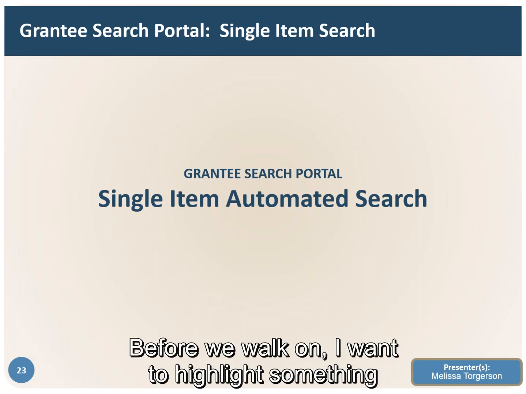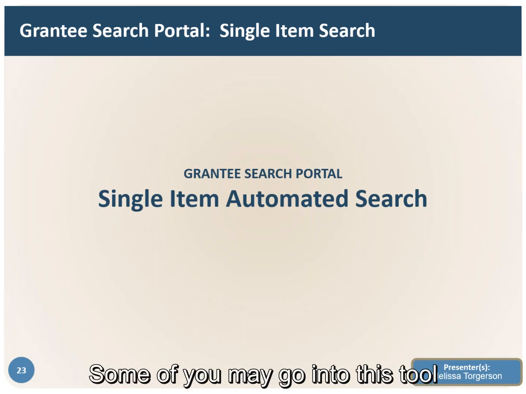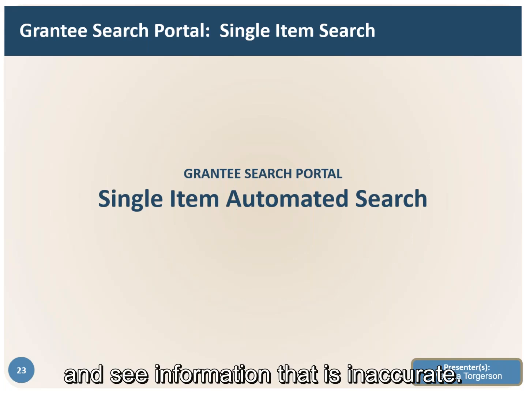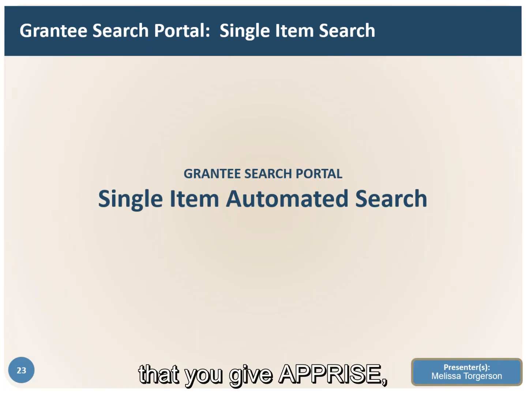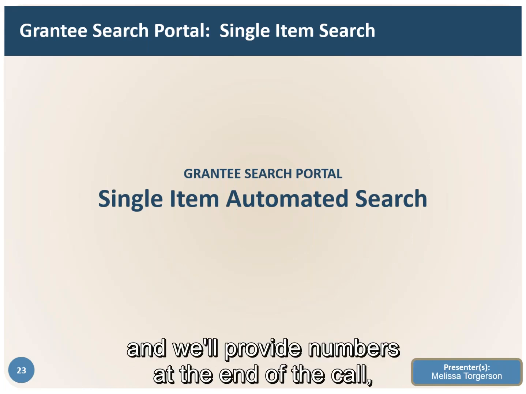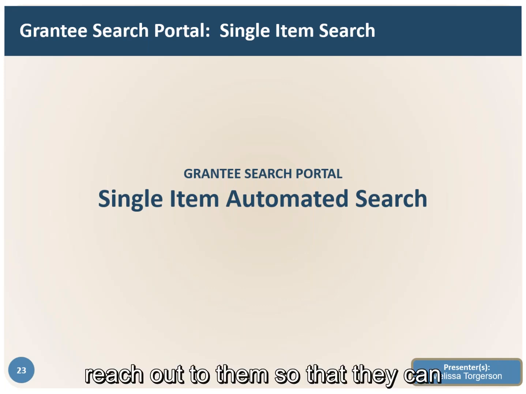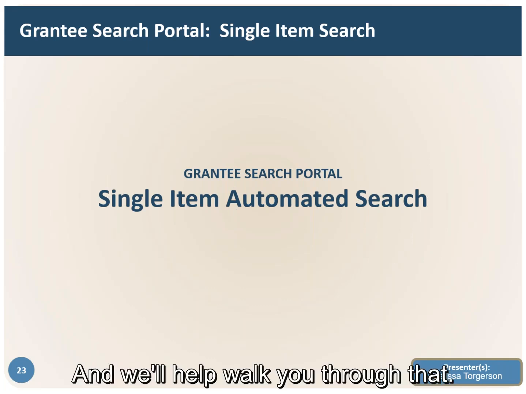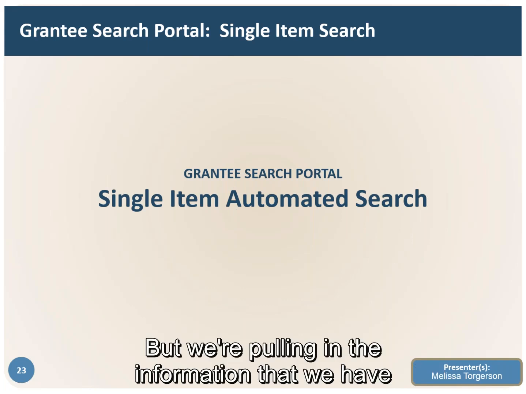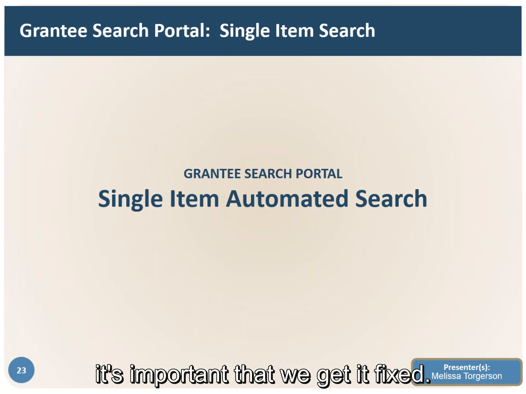Before we walk on, I want to highlight something because I know I'll forget. I'm going to get really excited about this and then I'll forget. Some of you may go into this tool and see information that is inaccurate. It's really important that if you do that, you reach out to the clearinghouse, and we'll provide numbers at the end of the call, so that they can update the information as needed. And we'll help walk you through that, but we're pulling in the information that we have, and if it's inaccurate, it's important that we get it fixed.